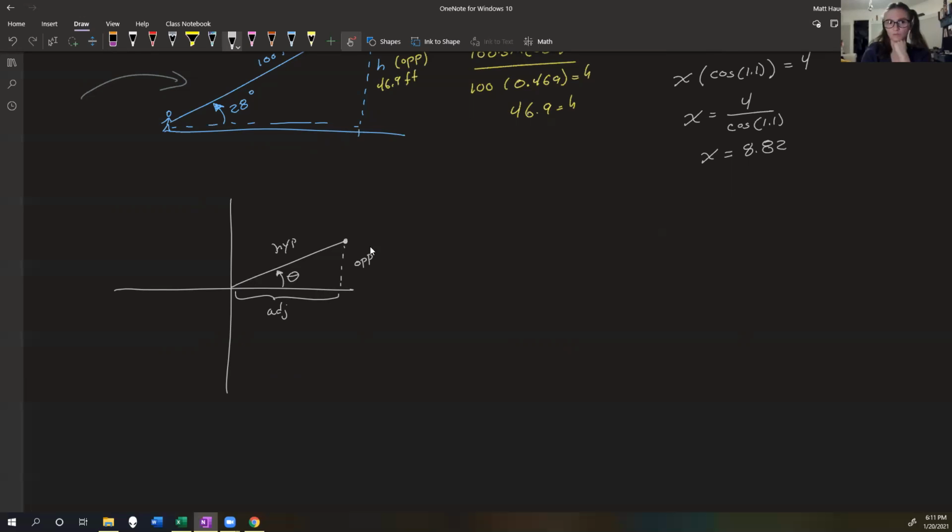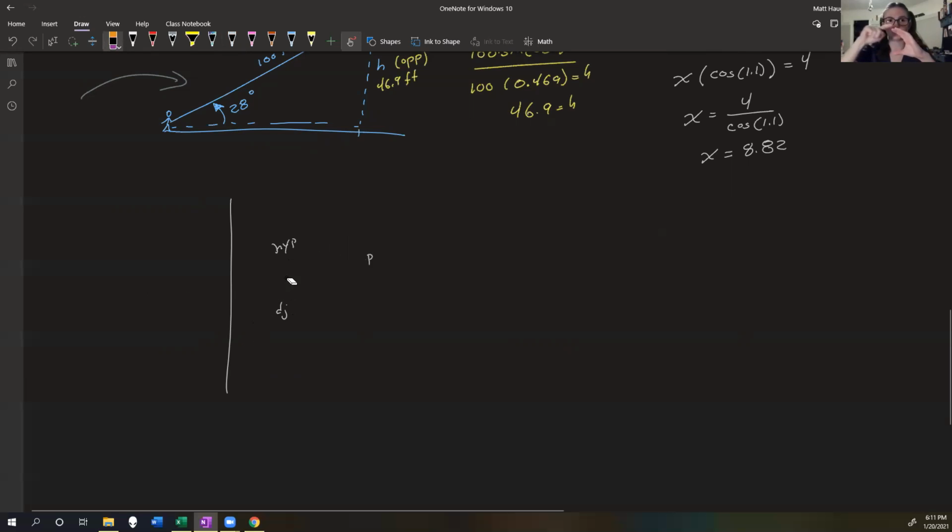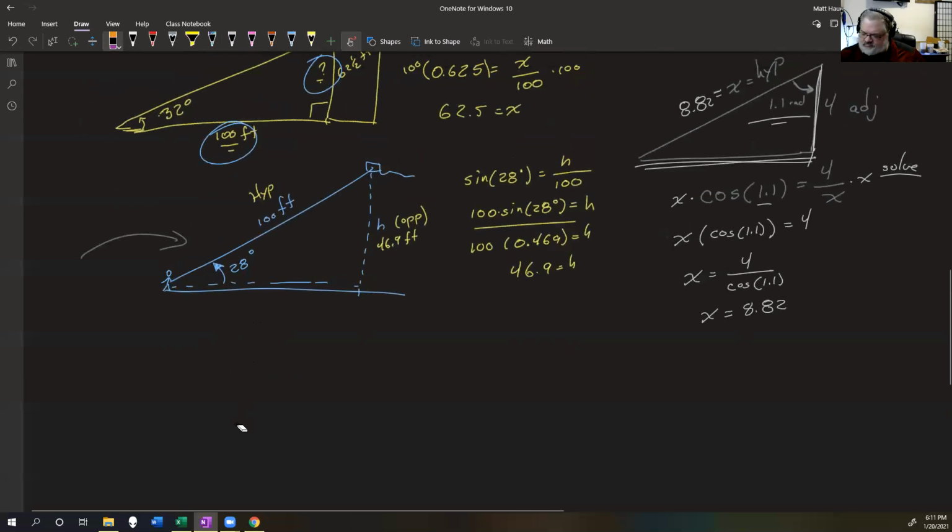And this would work on the problems with the circle, right? Where you have to find a point along the circumference of a circle. Almost. But I'll talk about that in a minute.